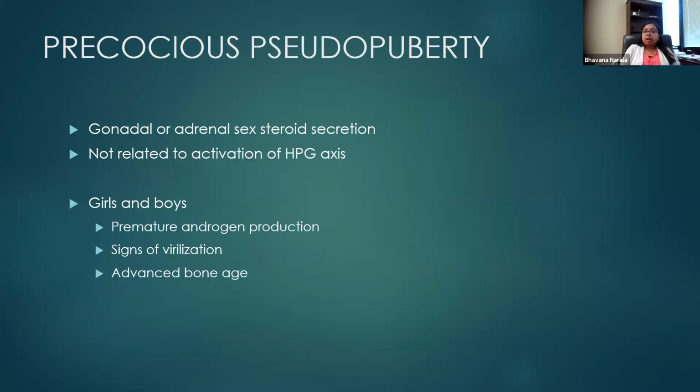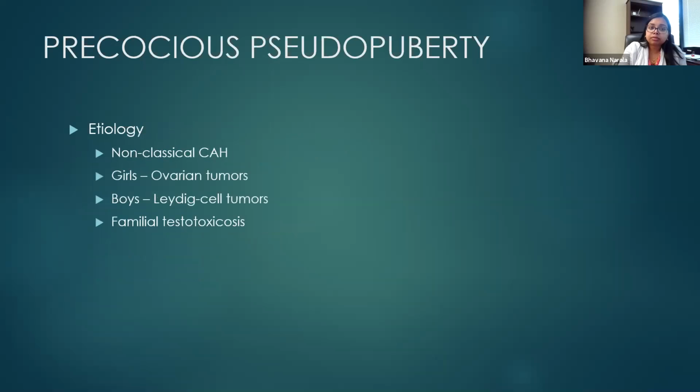And then what about precocious pseudopuberty? So this is not related to activation of the hypothalamic pituitary gonadal axis. This is all driven by hormones being released by the gonads or adrenals. And then in girls and boys, they have premature androgen production, signs of virilization, and a significantly advanced bone age. There's lots of etiologies. Could be non-classical congenital adrenal hyperplasia, like I said. Girls could present with ovarian tumors. Boys could be Leydig cell tumors.